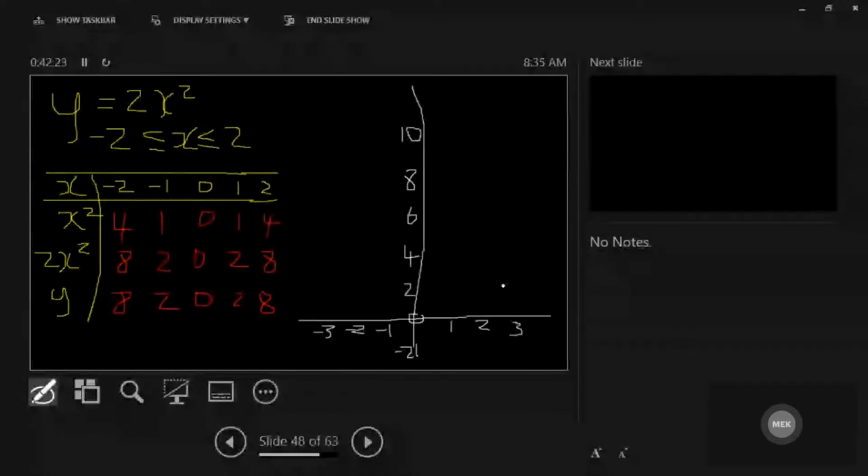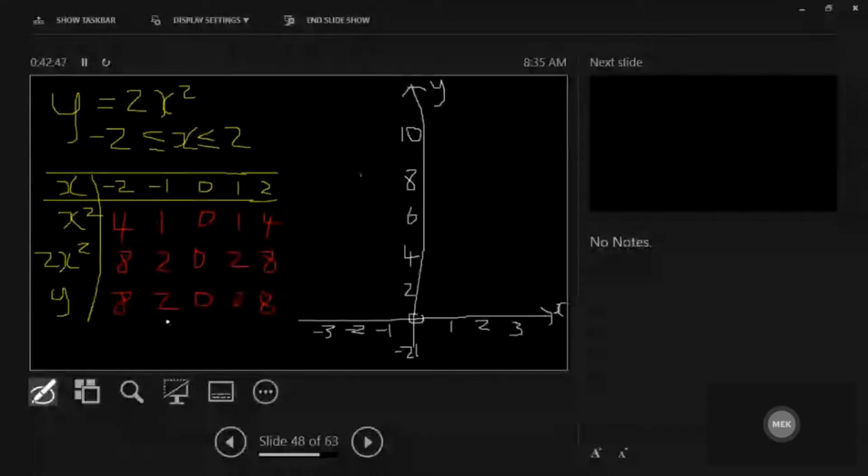All right, so now let's plot. So -2 on the x to 8 on the y. On the x, by the way, let us name our axis. That's the x-axis. This is the y-axis. So -2 on the x, and then we go up from there up to 8 on the y.